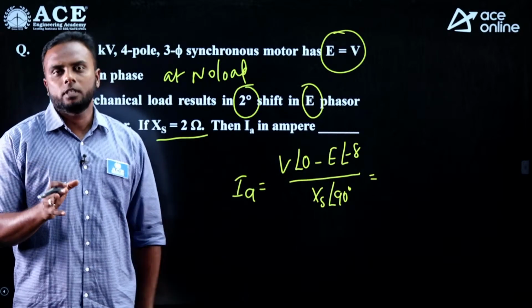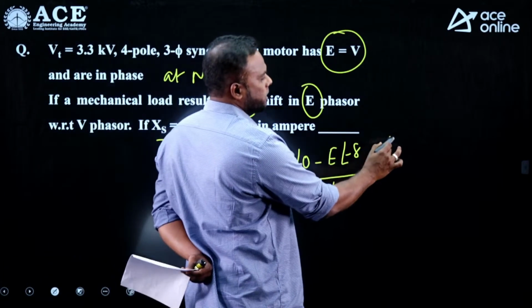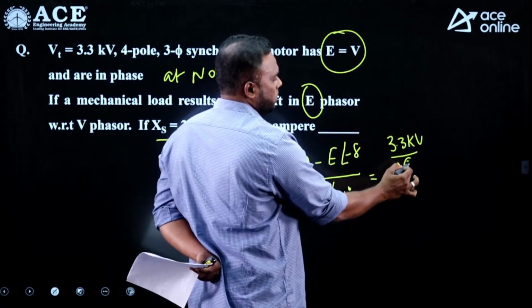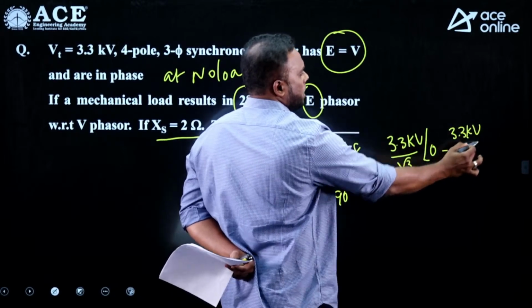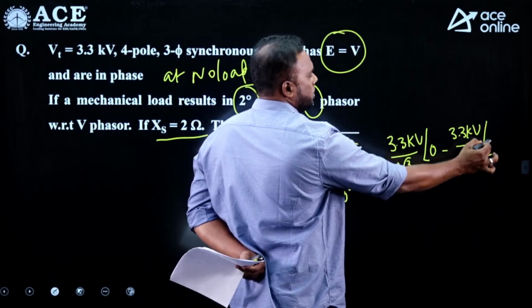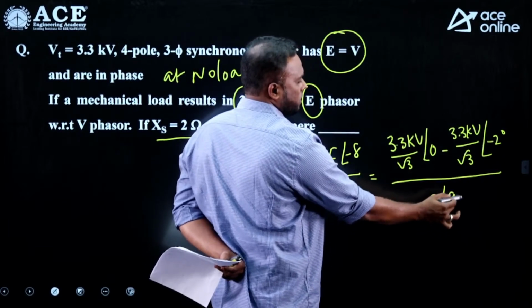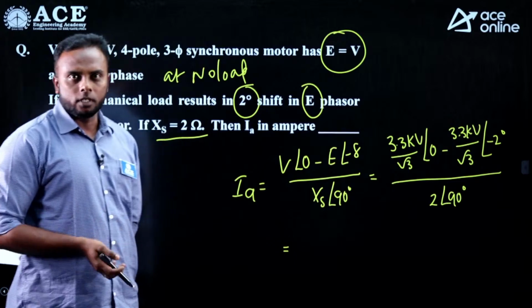So this is line voltage, and it is a star connection. Therefore, we have to take the phase voltage here: 3.3 kV divided by root 3 at an angle 0 minus 3.3 kV divided by root 3 at an angle minus 2 degrees, divided by XS, which is given as 2 at an angle 90 degrees. Now you may have a doubt: how can we solve this with the virtual calculator?